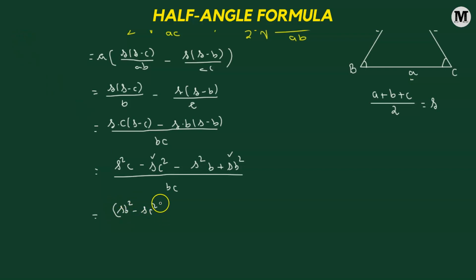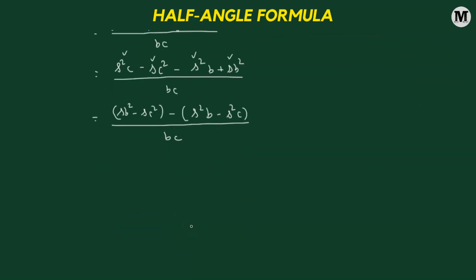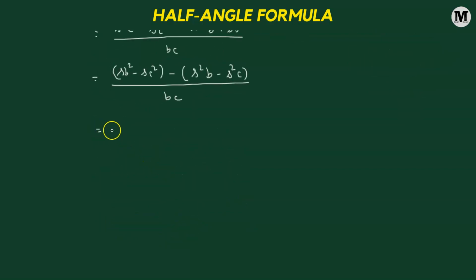Let this be a single term. And then we're going to combine the remaining two terms, s squared c and negative s squared b, but we're going to take negative as the common factor such that we have s squared b minus s squared c, whole divided by bc. Fine. Now let's further simplify. So we can factor out s. So s gets multiplied to b squared minus c squared minus. So from here we can take s squared as the common factor. So we have s squared multiplied to b minus c, whole divided by bc.